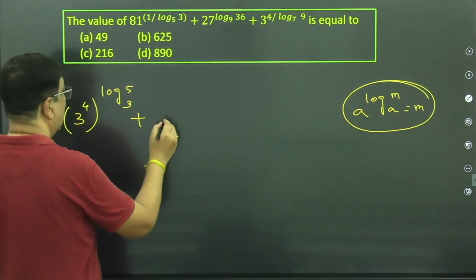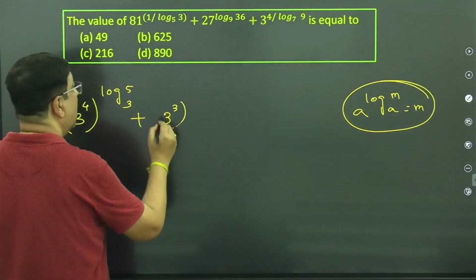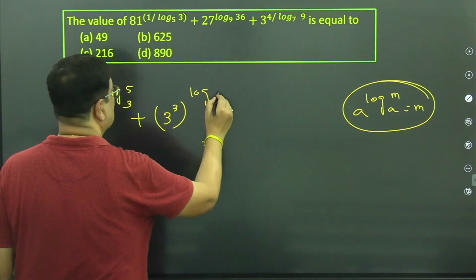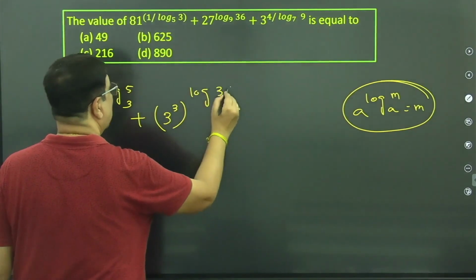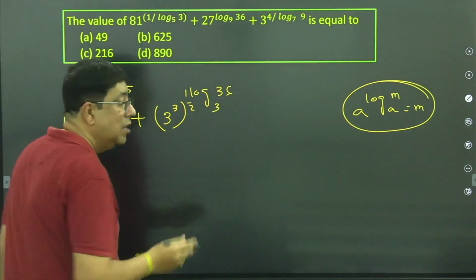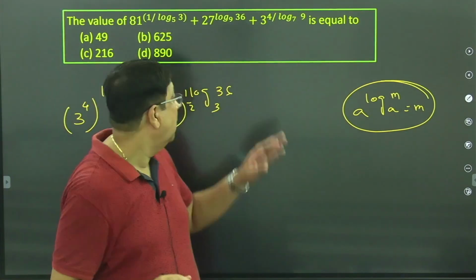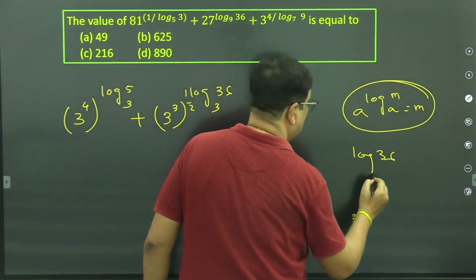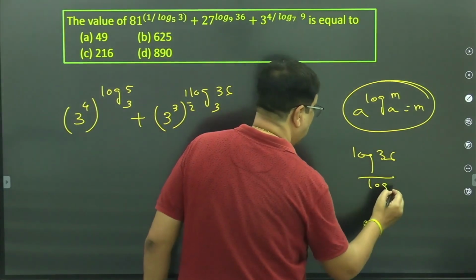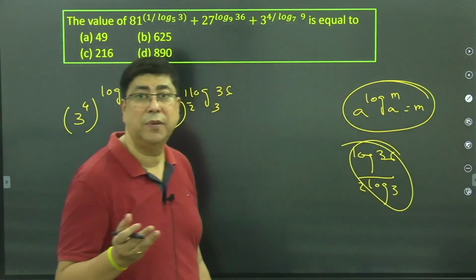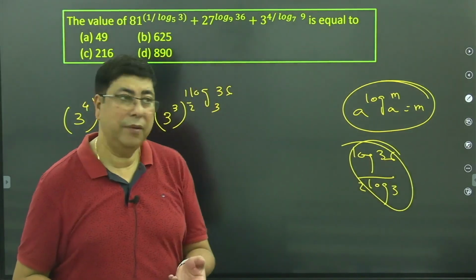Plus 27 means 3 to the power 3. We can write this as log 36, okay, 36 I am writing here, base 9. Log 9 means half log 3, as we did previously. So I am showing you once again, log 36 base 9 is log 36 by log 9. 9 means this 2 is coming here. Once again, log a base b equals log a by log b. That we can do.